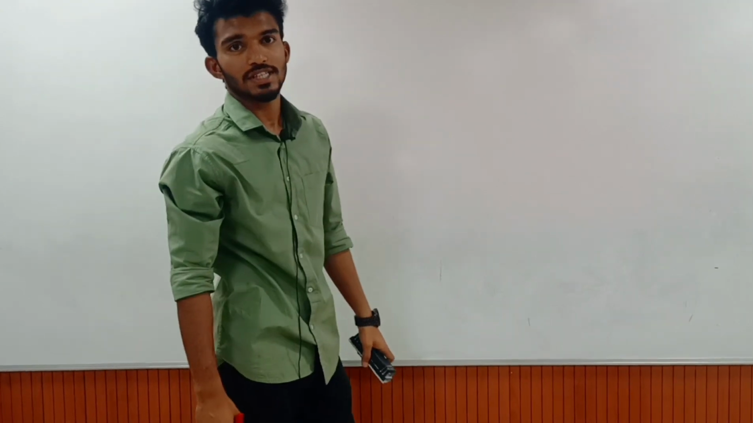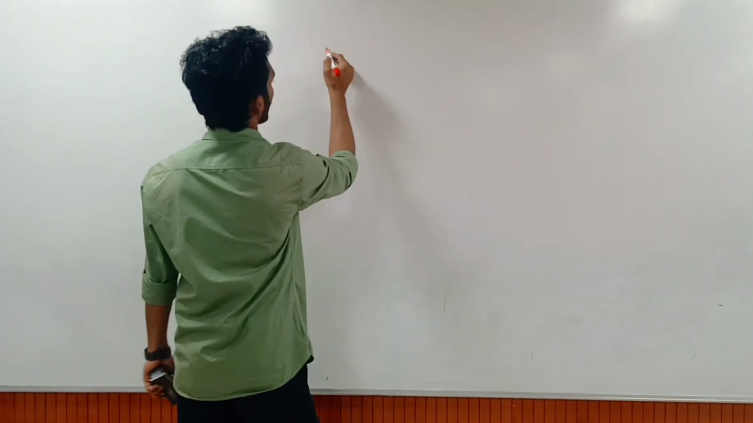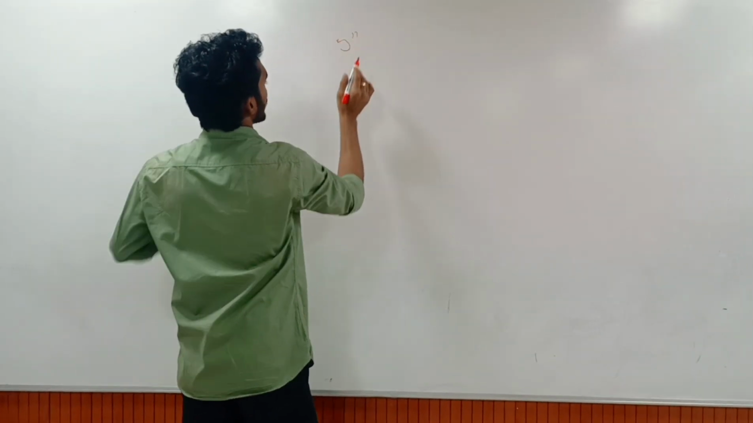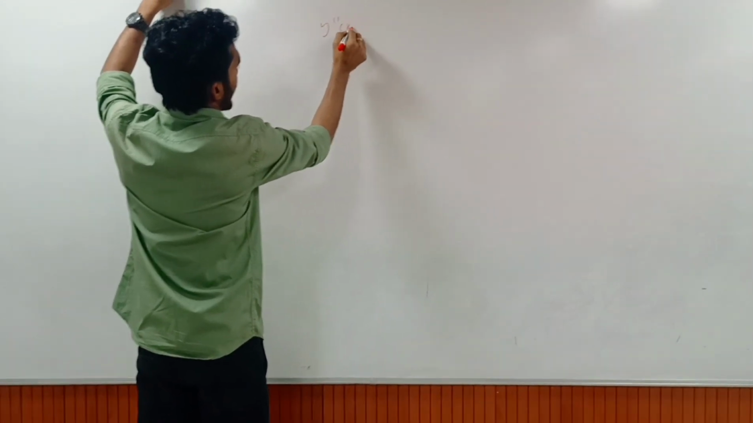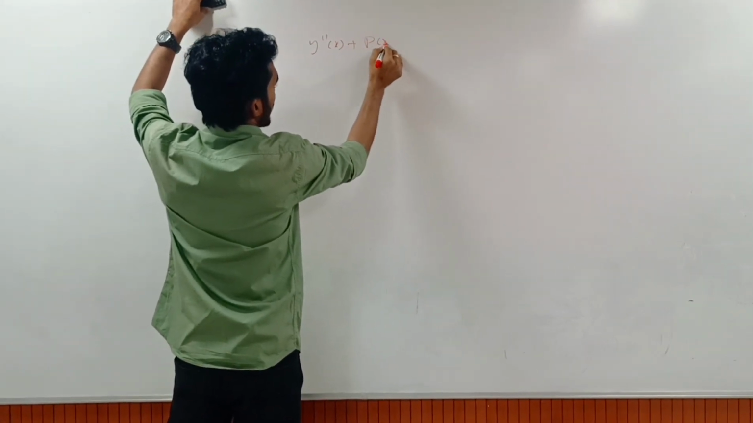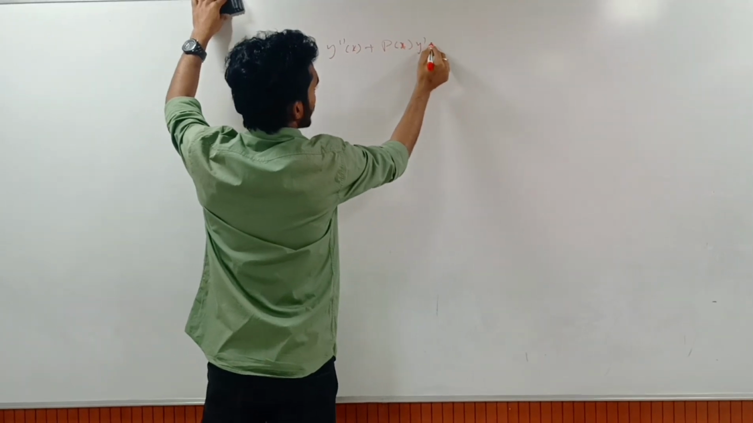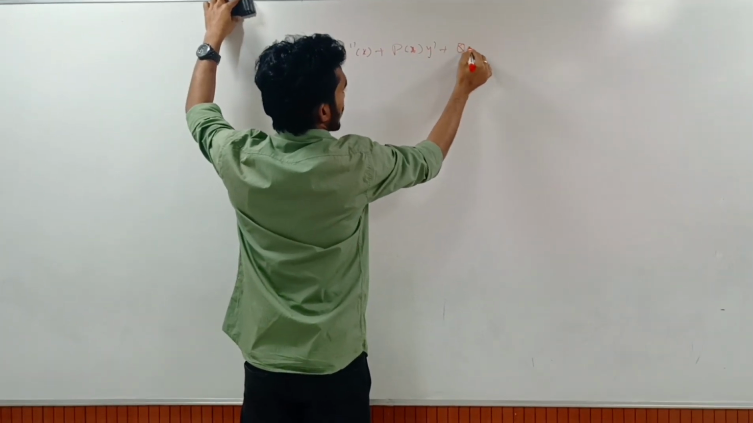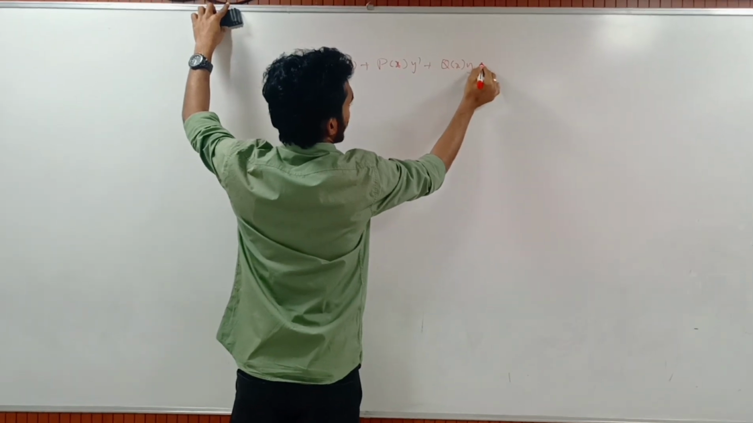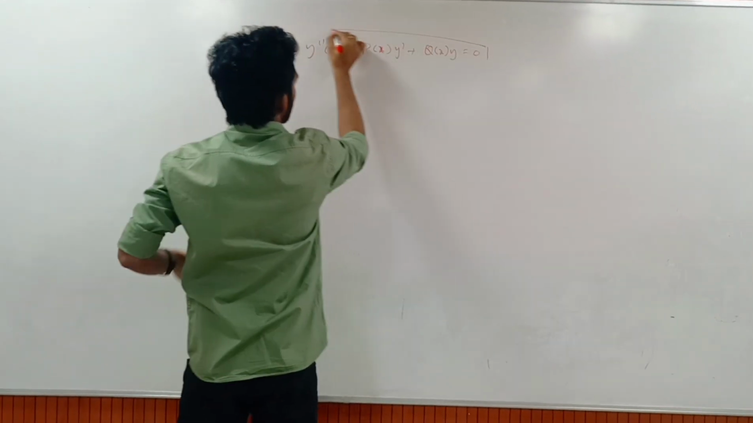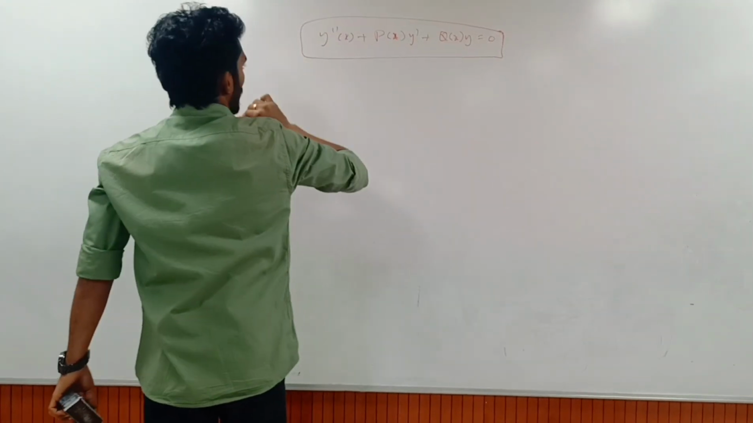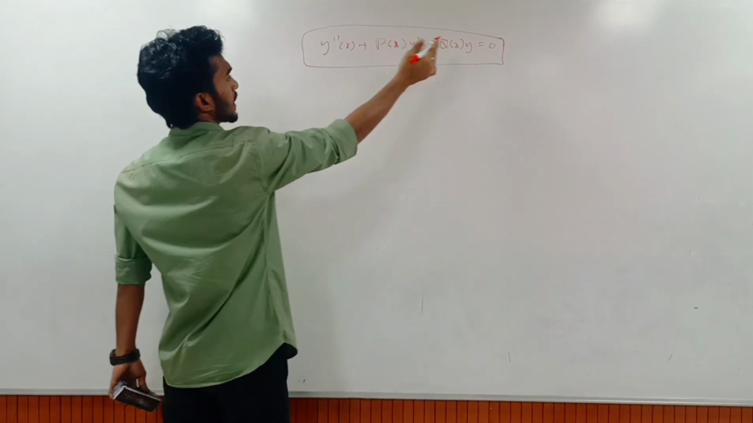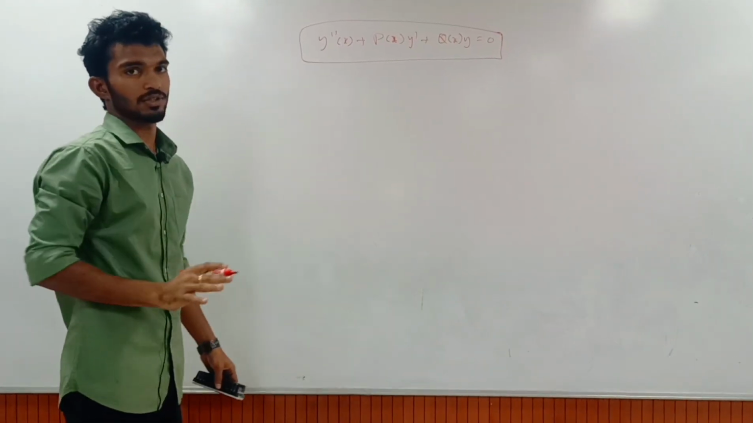Before learning about the ordinary point and regular singular point, let's know the standard form of an equation which we use in this chapter: y''(x) + p(x)y' + q(x)y = 0. This is the standard form of a second order differential equation with variable coefficients, where p(x) and q(x) are the variable terms.